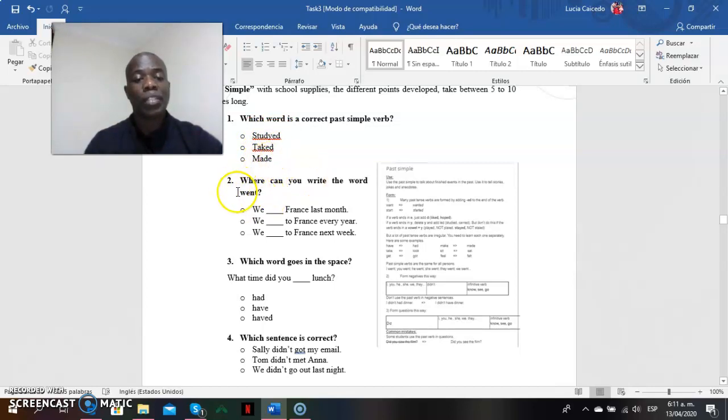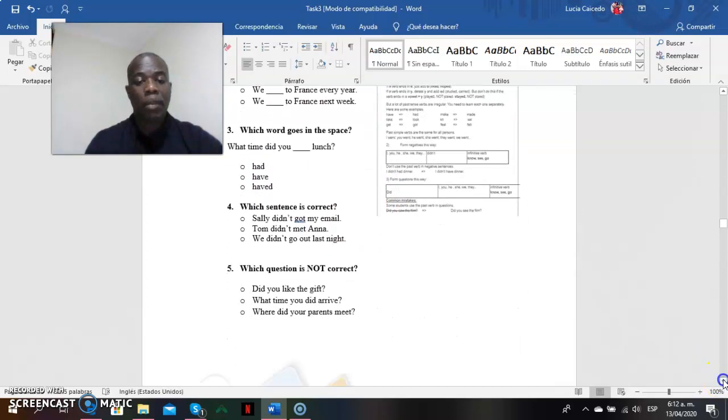And the second question is, where can you write the word went, and the student needs to show what the correct answer is. And the third, which word goes in the space? The student needs to put the verb that he chose, and so forth.